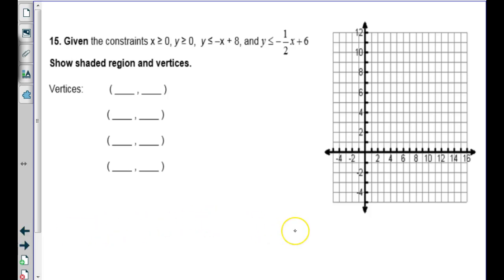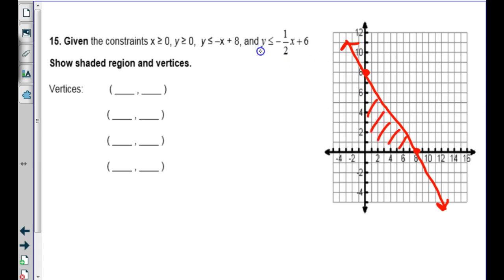All right, I'm going to graph these really fast. X is greater than 0 means that it's to the right of the y-axis. I cannot shade to the left. Y is greater than 0 means it's above the x-axis. I cannot shade below. Then I have this equation, negative x plus 8. Okay, starts at 8. It's going down 1 and over 1. It will cross over here at 8. It is a less than or equal to, so it is below that.